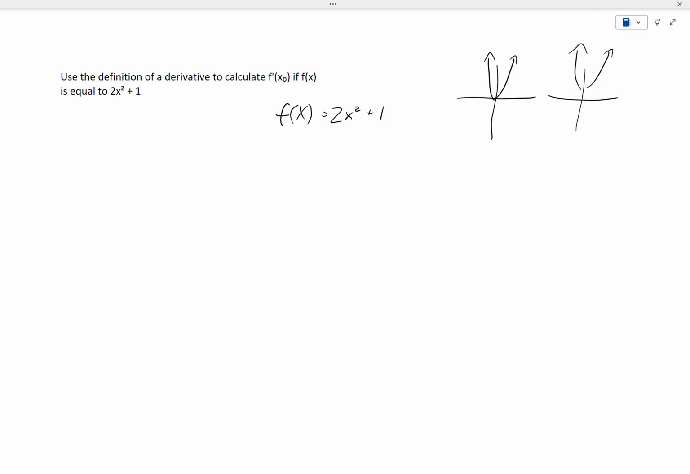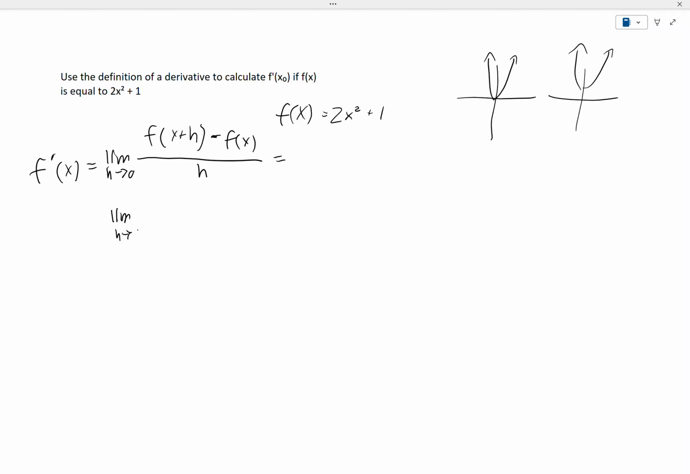Okay, and to do that, I'm going to be using the definition of a derivative. So the definition of a derivative says that f prime of x is equal to the limit as h approaches 0 of f of x plus h minus f of x all over h. So I'm taking the limit as h goes to 0. Okay? And I know what f of x is, so I just plug that in.